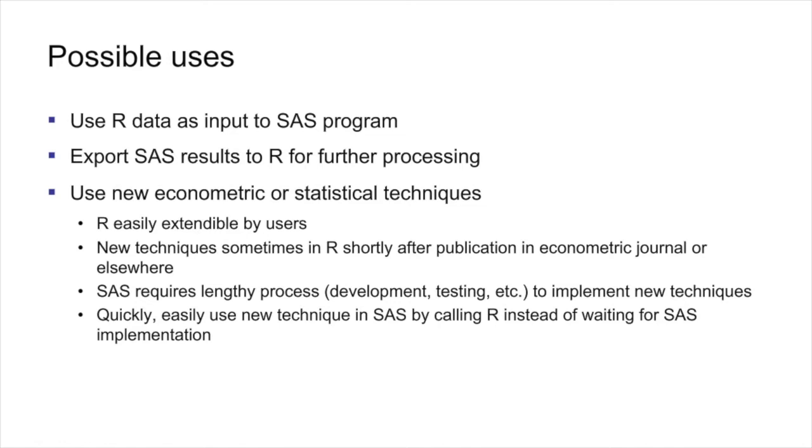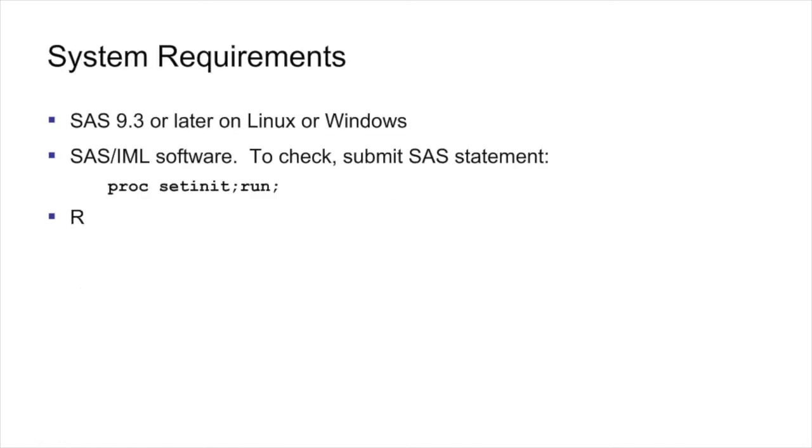Now, what are your system requirements? Most of us, I assume, are running SAS 9.4, but you have to have SAS 9.4 or later on Linux or equivalent, or Windows. You have to have SAS IML software. How do you know if you have SAS IML software? You can run PROC SETINIT; RUN; and see if you have it or not. It lists out all the products. You also have to have a lot.